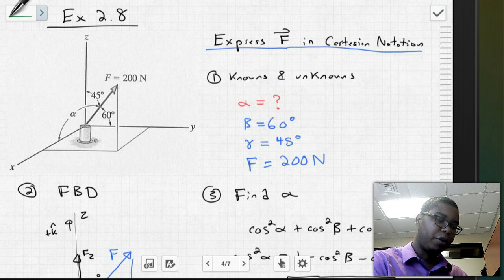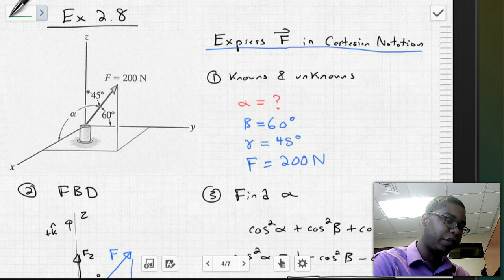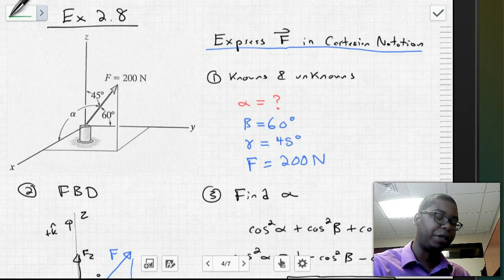In this problem, we have a structure which has a force coming out of it which has a magnitude of 200 newtons. It is in a 3D right-hand coordinate system, and we are given certain angular information of this force vector. We're given 45 degrees relative to the z axis and 60 degrees relative to the y. And our unknown is the angle alpha, which is the force vector relative to the x-axis. And this problem asks us to express the force vector in Cartesian vector notation.